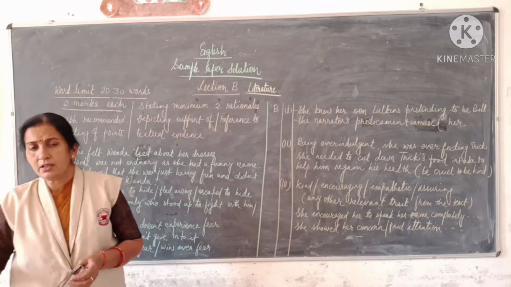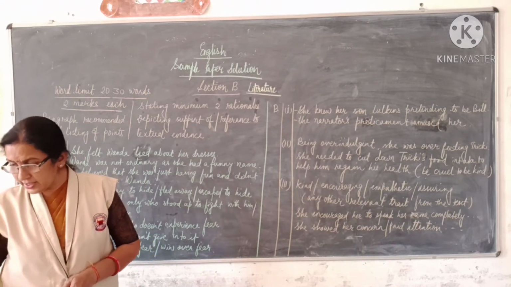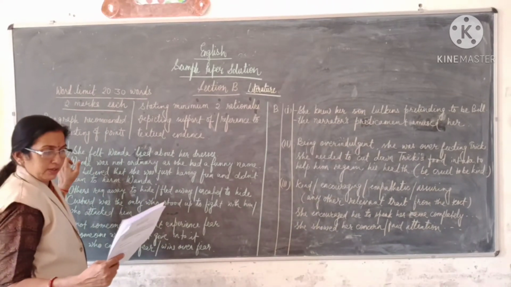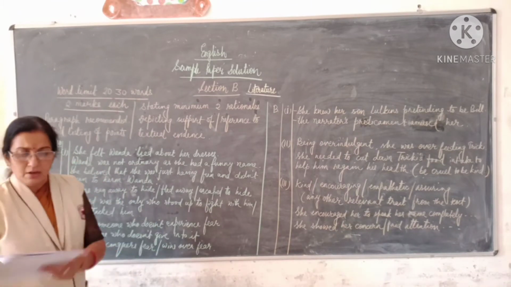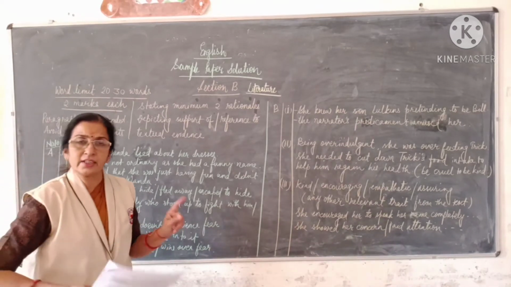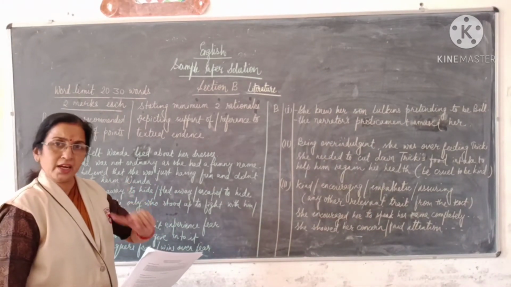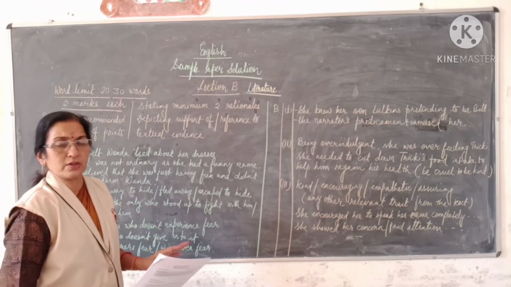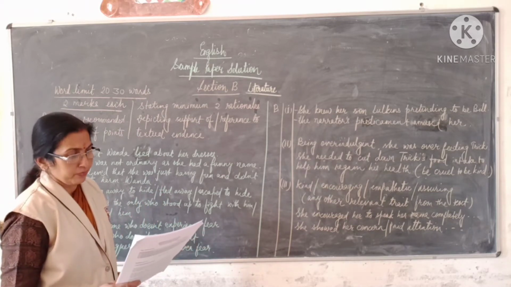Now let's see. In Section B, the literature part, you will get question numbers 10, 11, 12 and 13. Earlier you were getting 11 questions, and now it is 13. Because earlier you were getting 8 marks questions, now you will get 5 marks. 2 long questions you will get, both from First Flight and from Footprints Without Feet.